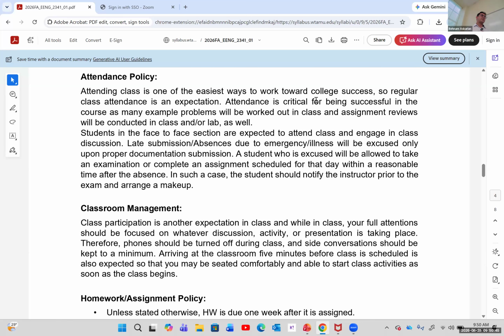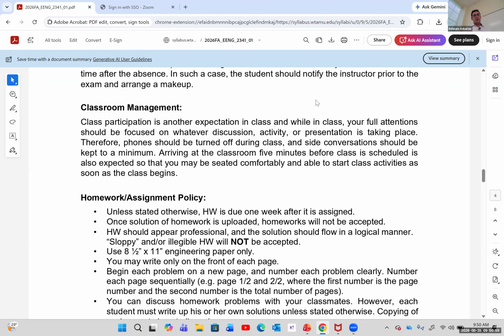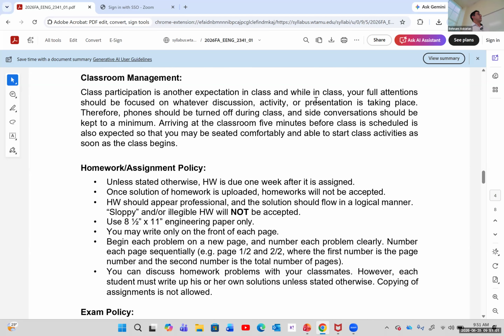Having more than 3 absences in the class would automatically deduct grades. Obviously, you have a quiz for attendance, so if you miss too many classes, you're going to lose that 5%. And on top of that, you're going to lose more grades as well, because you're going to miss assignments and so on.